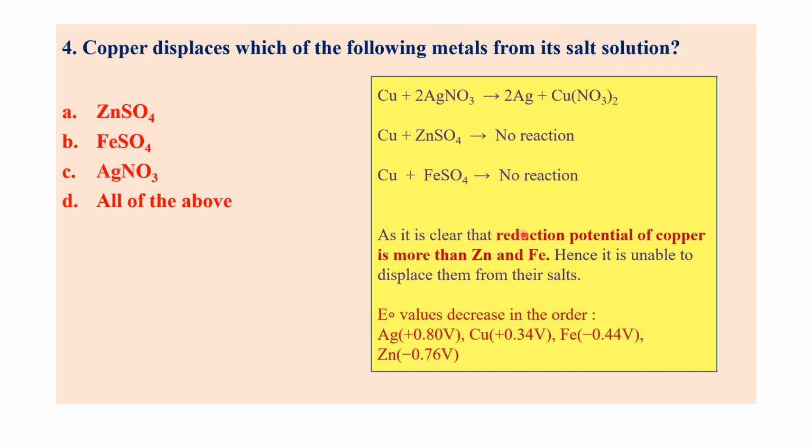It is clear from their reduction potential, in which zinc and iron have lower reduction potential than copper. The values are also given. So copper is unable to displace them from their salts. Only silver has greater reduction potential than copper, so silver is replaced from its salt by copper. So option C is the correct answer.